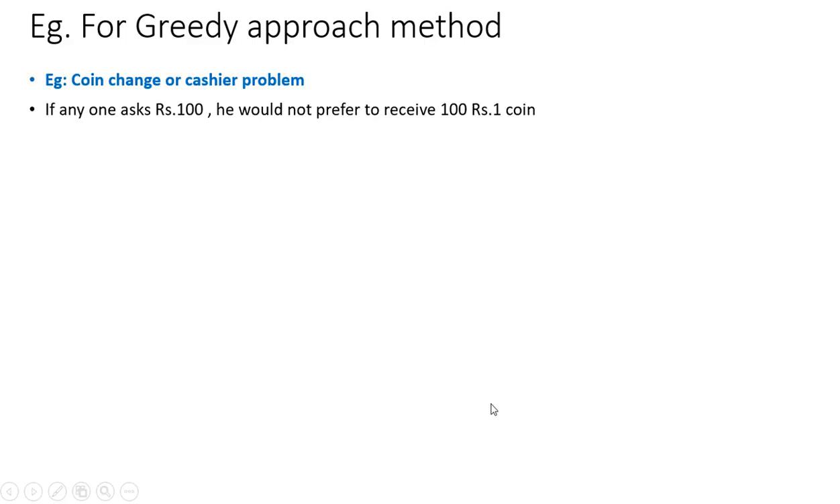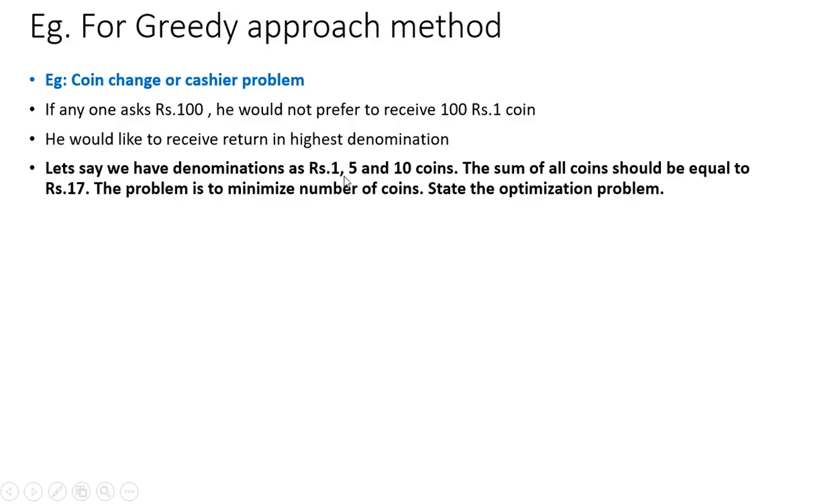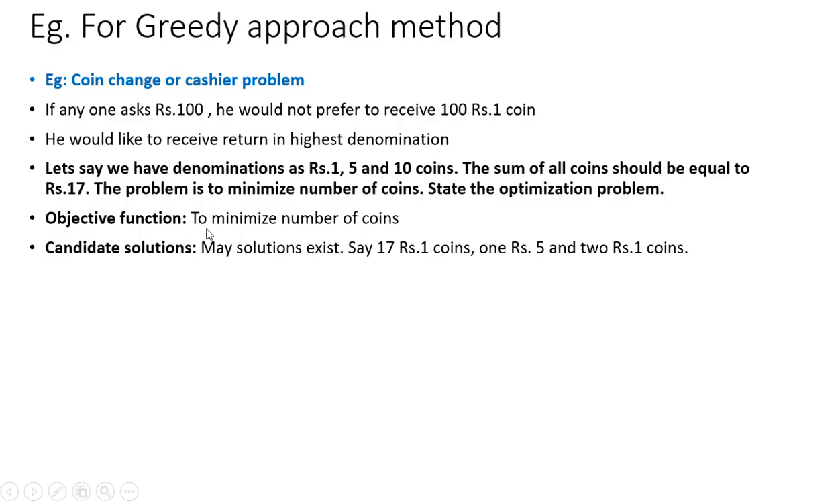So let's take an example for this. Let's say I'm going to a cashier and asking him for change for ₹100. Definitely you would not prefer to get 100 1 rupee coins. What would you like to receive? Something in the highest denomination. So let's say the cashier has denominations of ₹1, ₹5 and ₹10, and I need change for ₹17. So I want to minimize the number of coins. My goal is, I need the change, but I want to have the minimum number of coins. So my objective is to minimize the number of coins. So what is the solution? What is a candidate solution?